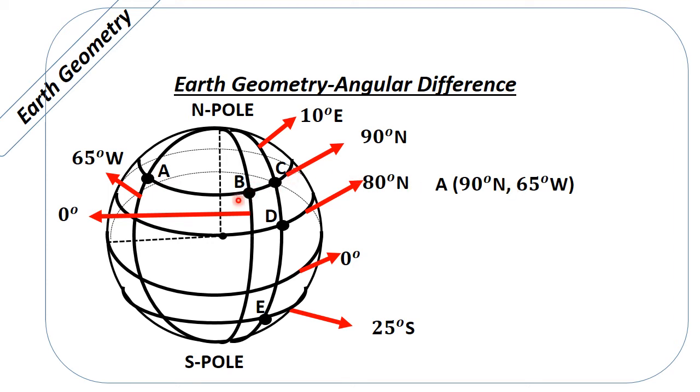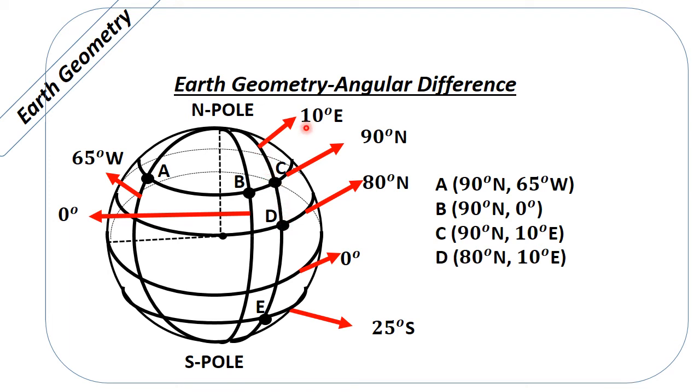Next, B. B is on the same 90 degrees, so it is 90 degrees north. Then longitude, it's 0 degrees. So it's 90 degrees north, 0 degrees. C is also on the 90 degrees north. So we're just going to get the longitude, which is 10 degrees east. So 90 degrees north, 10 degrees east. D is here. What is its latitude? If we follow, it's 80 degrees north. What about longitude? The longitude is this one, 10 degrees east. So it's 80 degrees north, 10 degrees east.